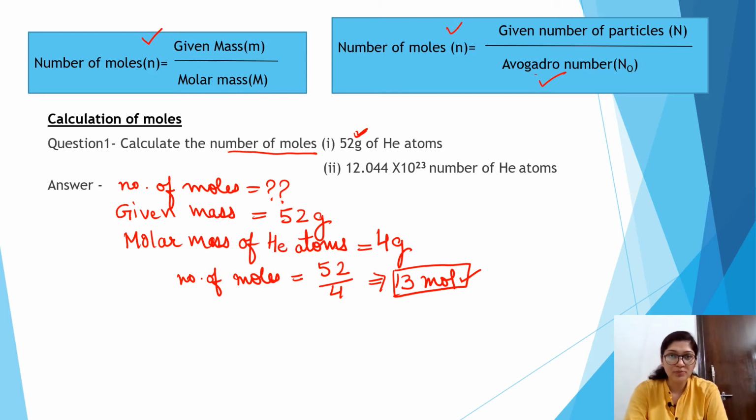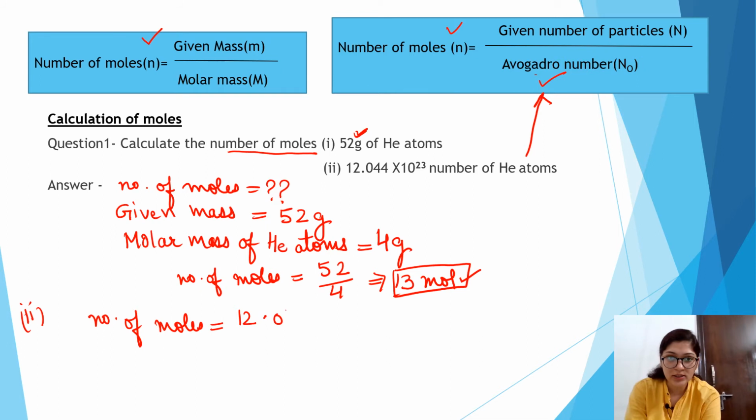The second most important is, here the number of particles is given and you have to calculate the number of moles. Simply put this formula. So second part, number of moles can be calculated by the above formula. Given number of particles we have 12.44 into 10 raised to power 23.